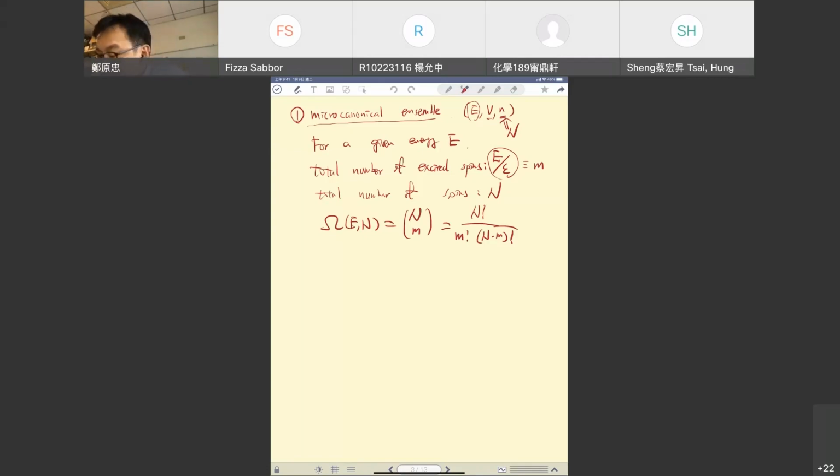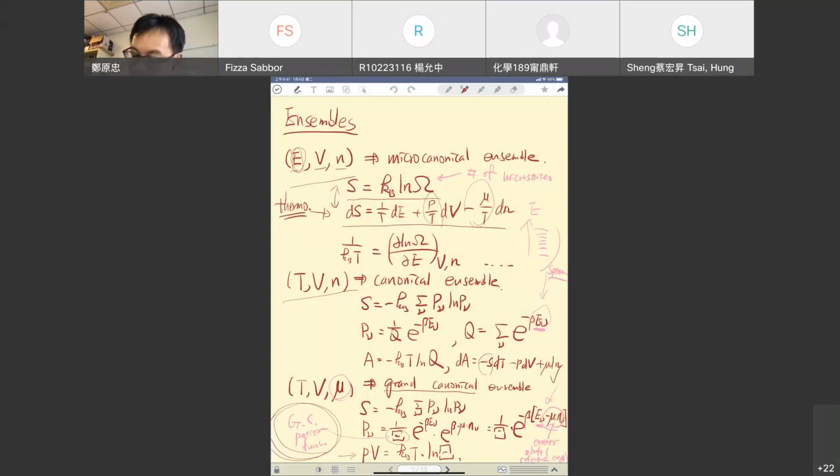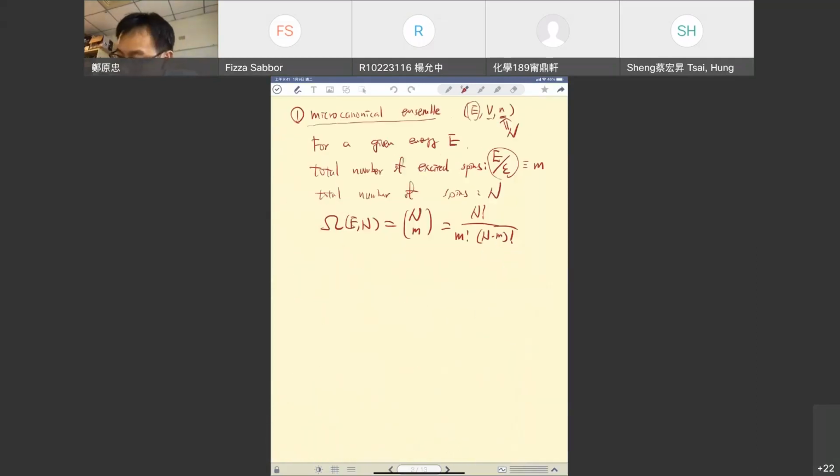So what's the next step? Let's go back. We begin here. Next step, we should calculate entropy. So entropy, according to Boltzmann's formula, can now be calculated as Kb natural log omega. So it will be Kb natural log n factorial minus natural log m factorial minus natural log n minus m factorial.